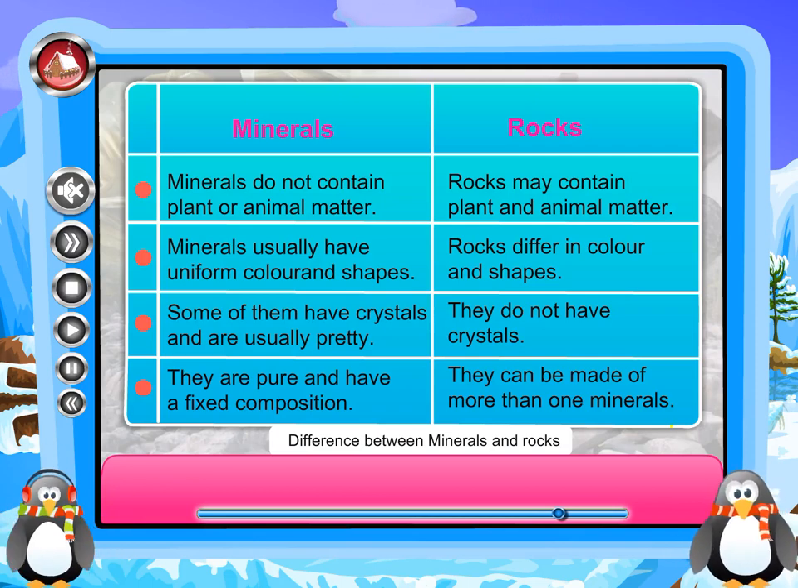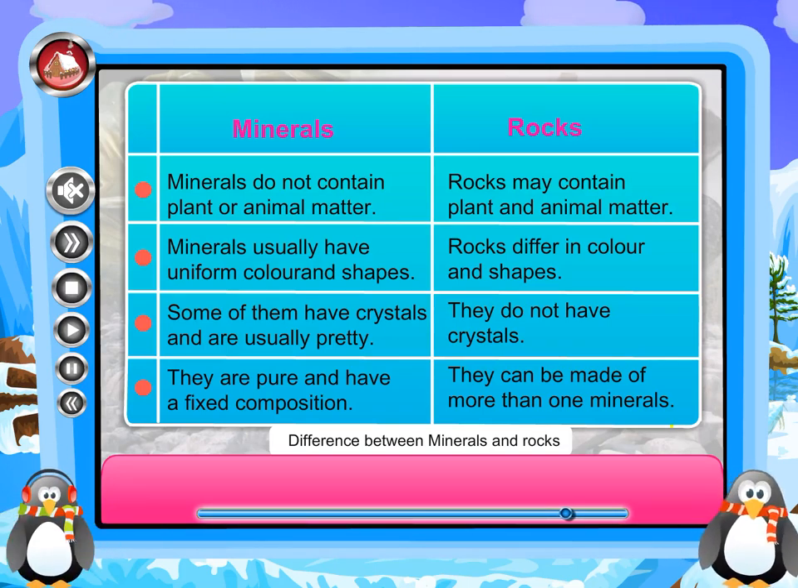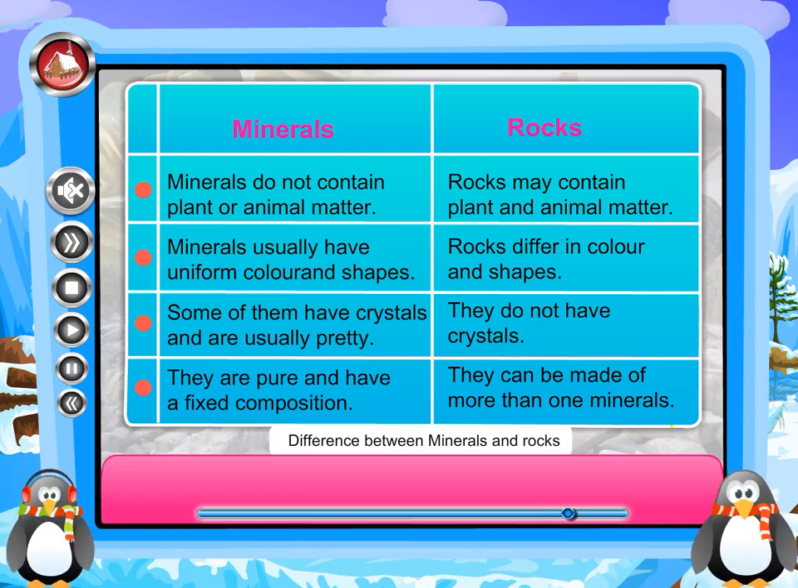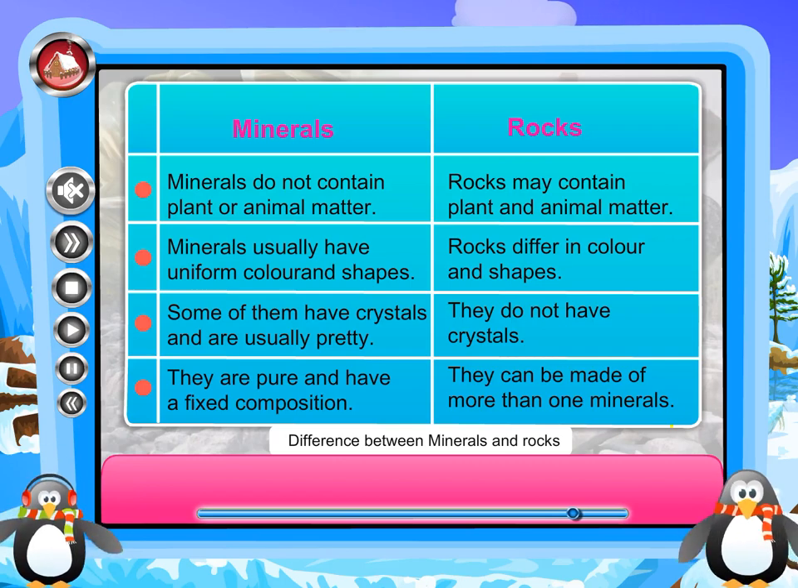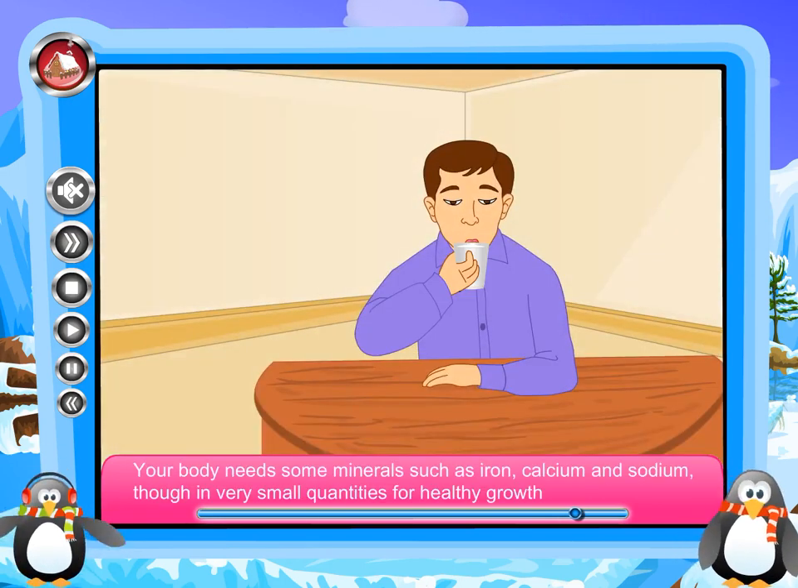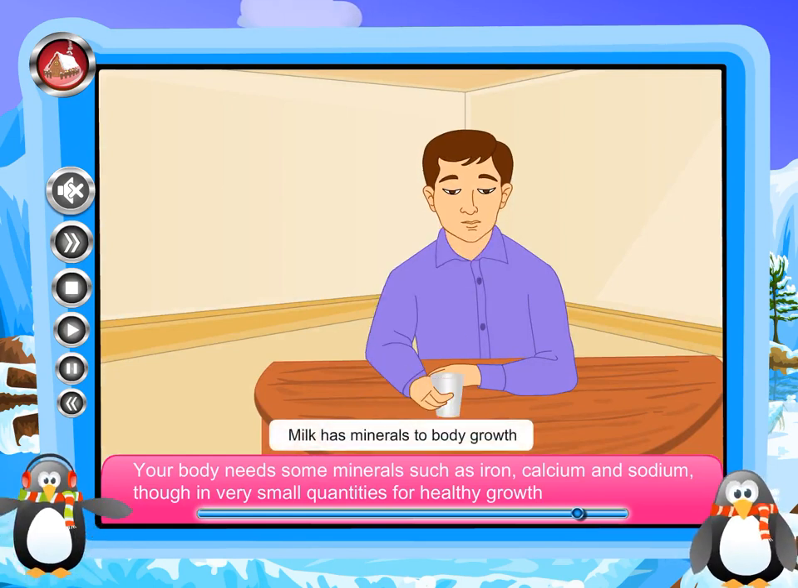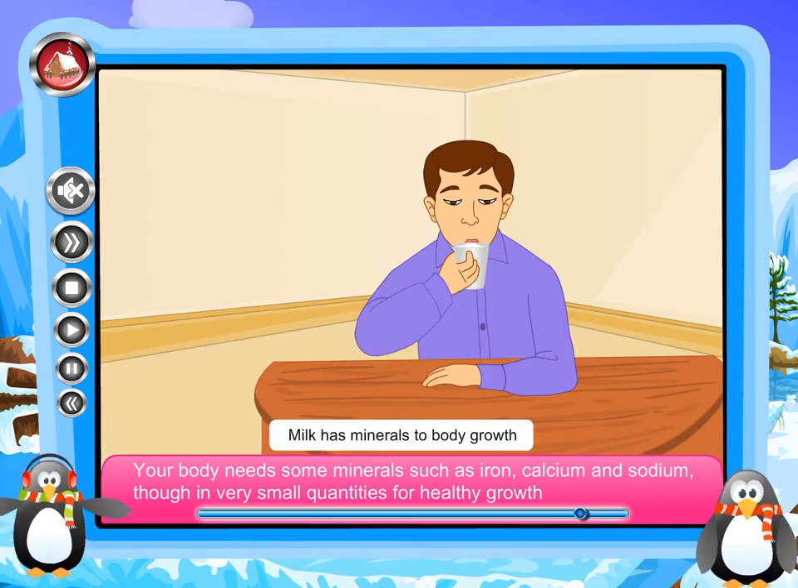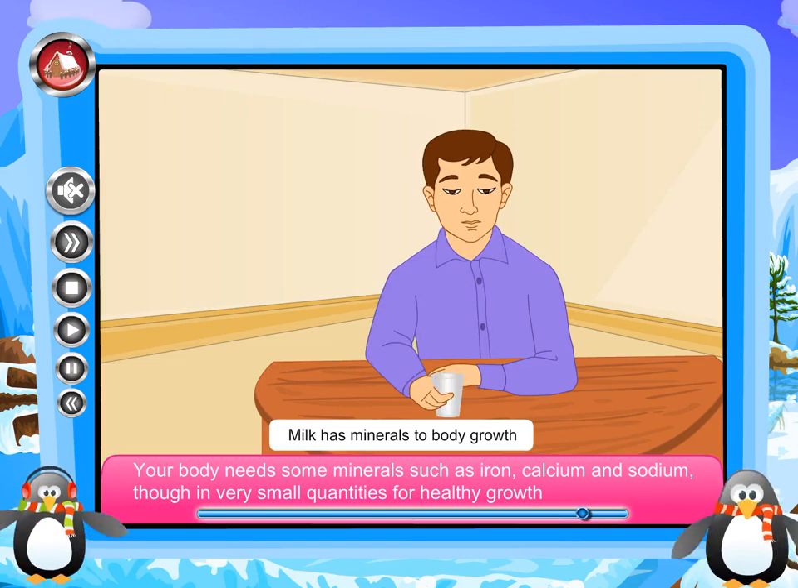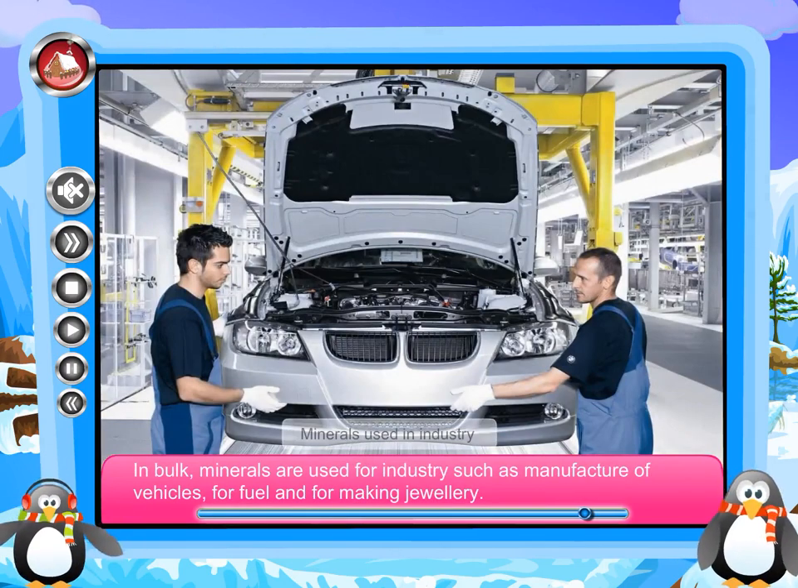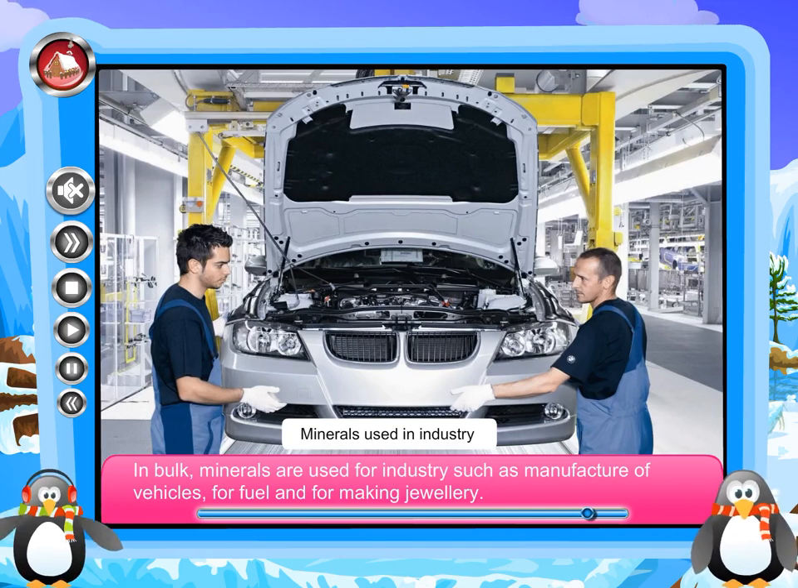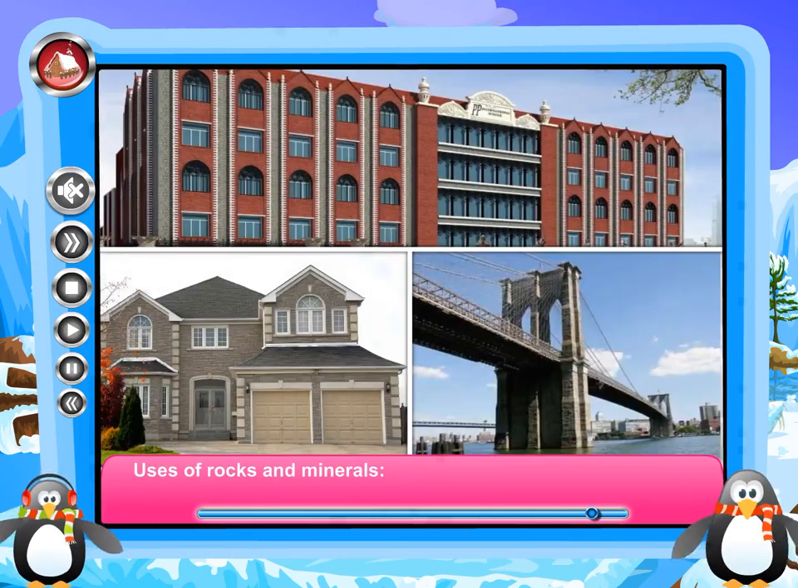Minerals. Some of them have crystals and are usually pretty. Rocks. They do not have crystals. Minerals. They are pure and have fixed composition. Rocks. They can be made of more than one mineral. Your body needs some minerals such as iron, calcium and sodium, though in very small quantities for healthy growth. In bulk, minerals are used for industries such as manufacture of vehicles, for fuel and for making jewelry.